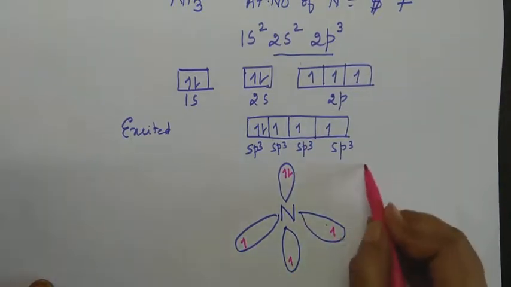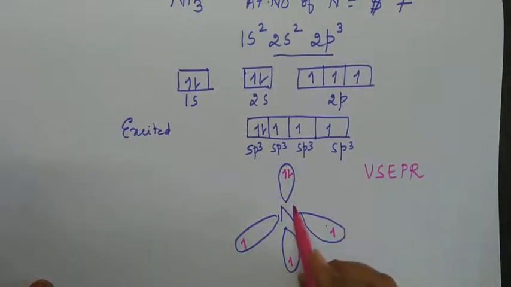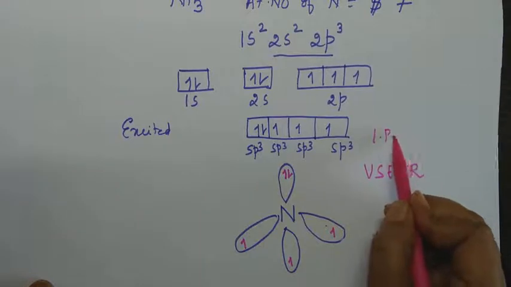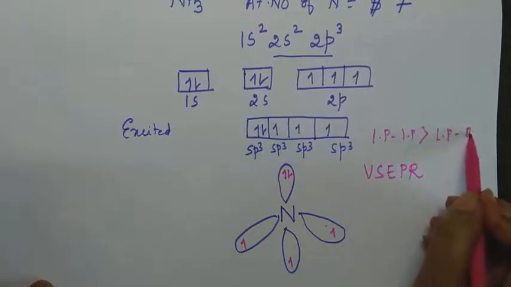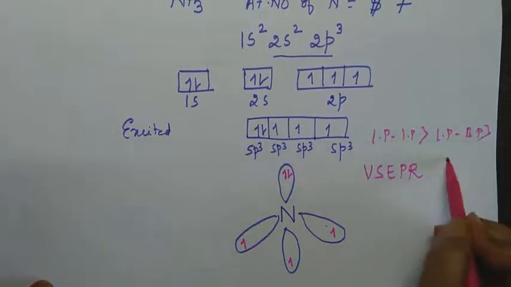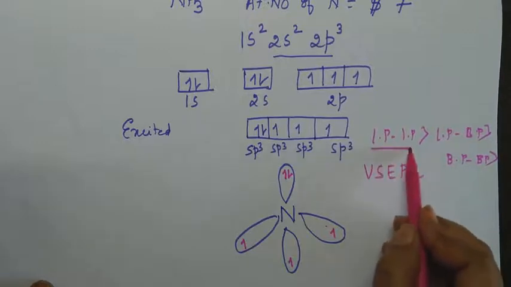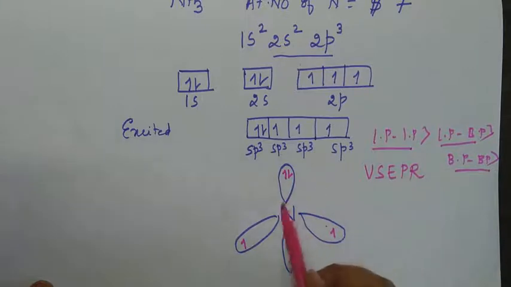Understood? Now according to VSEPR theory, there is maximum repulsion between lone pair and lone pair; next, lone pair, bond pair repulsion is less than that. So maximum repulsion is seen between lone pair and lone pair, then lone pair and bond pair. So here you have a lone pair and you have a bond pair. Therefore there will be repulsion.